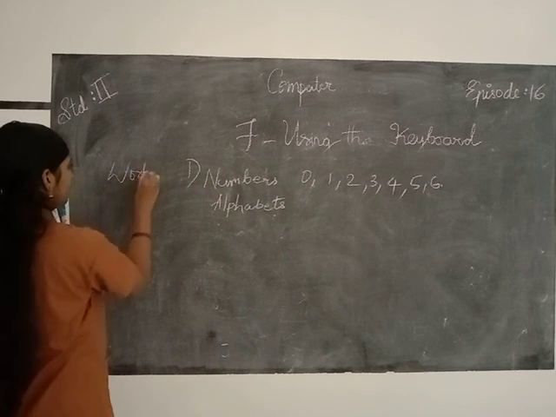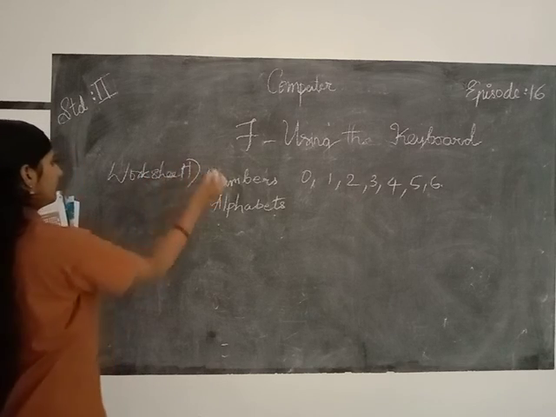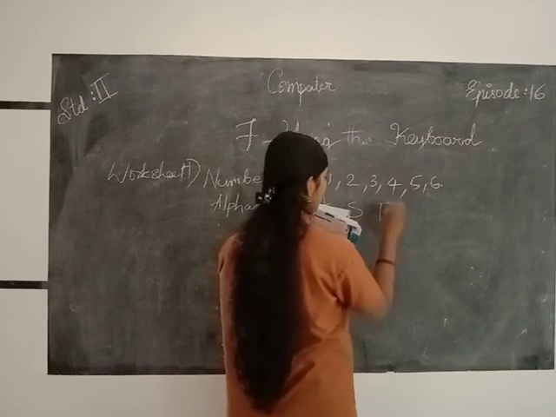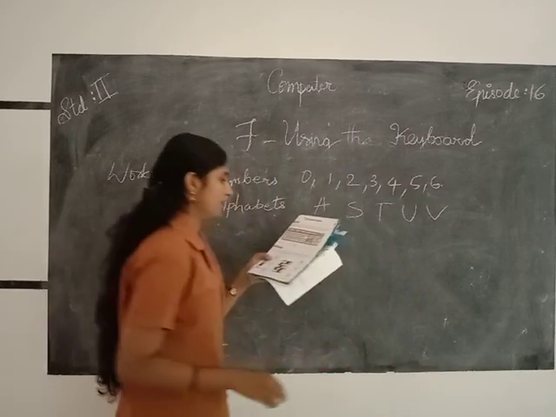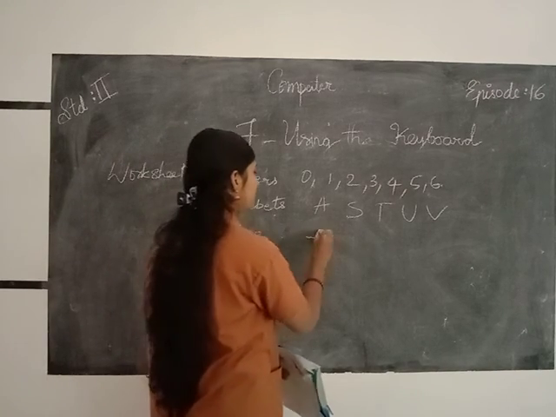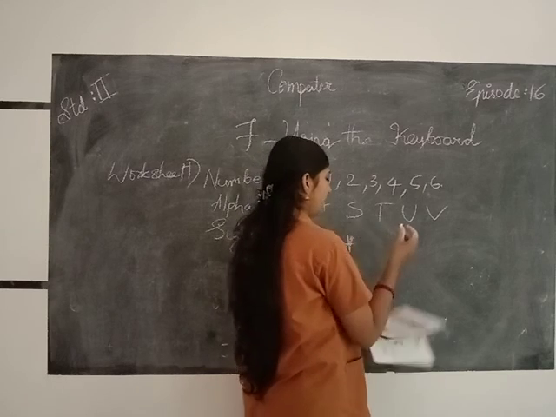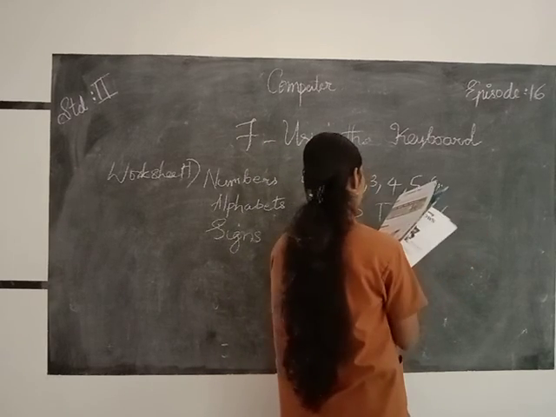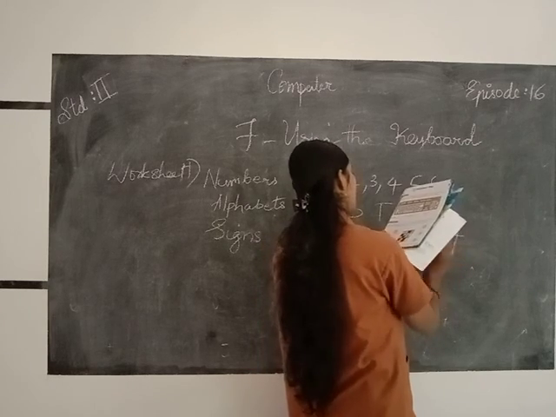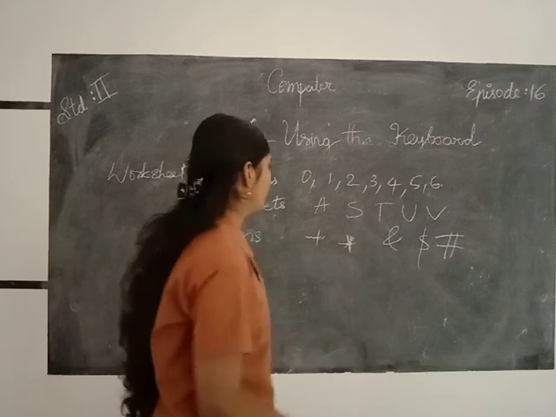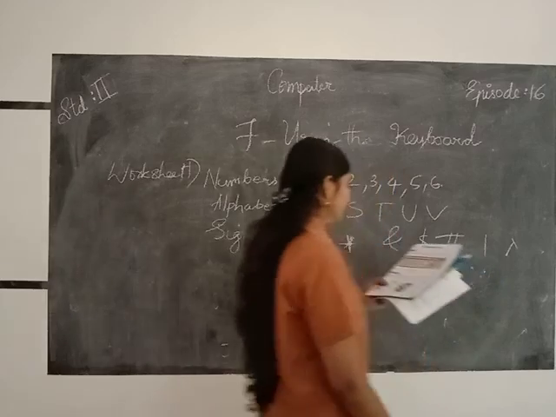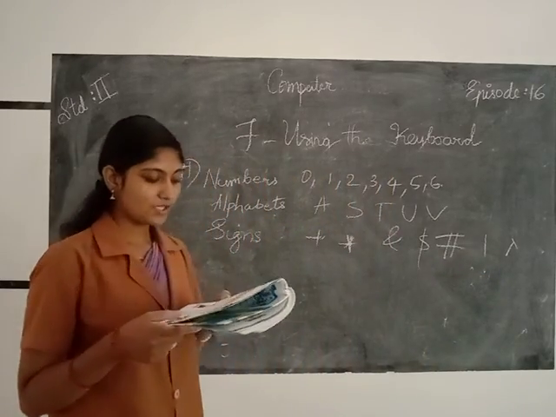Alphabets, you can write A, S, T, U, V. Then signs, you can write plus, star, and symbol, dollar symbol, hash, heart symbol, etc. 1, 2, 3, 4, 5, 6, 7.